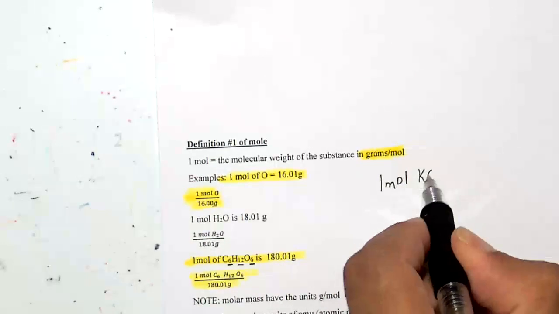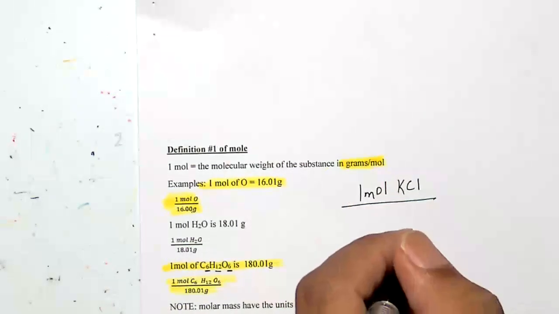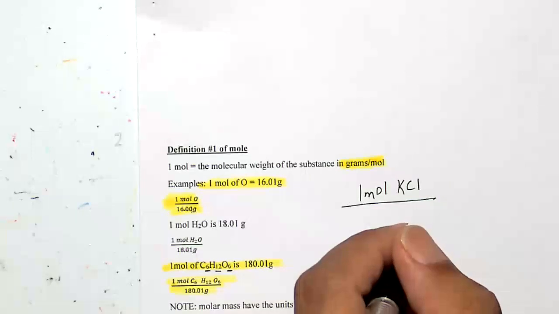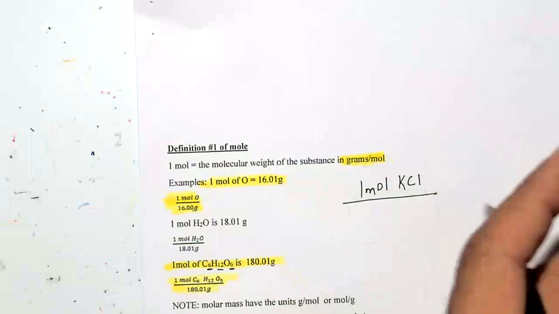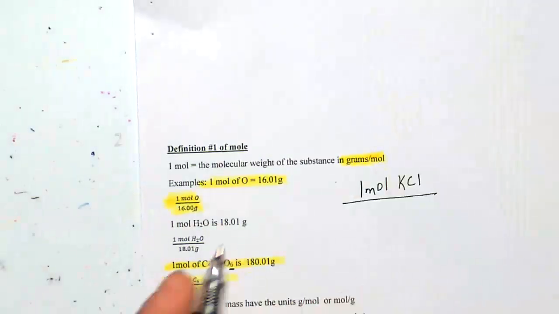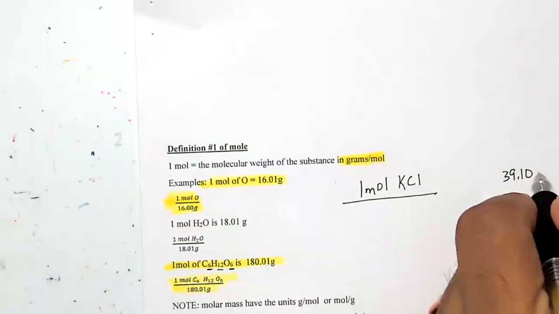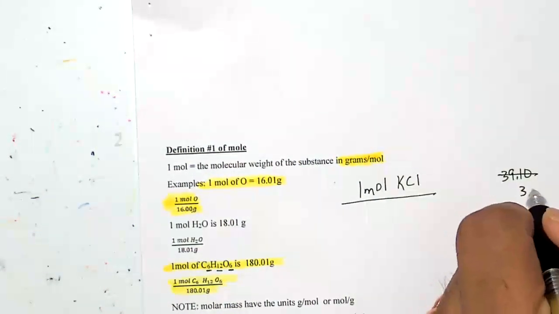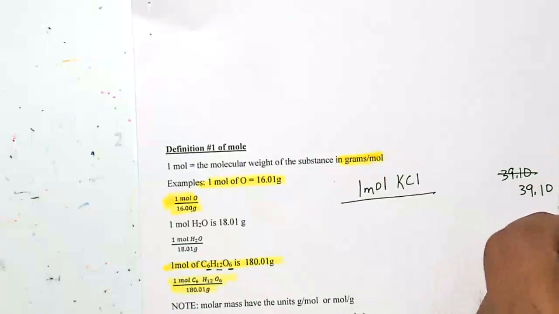Shall I give you one more? 1 mole of KCl. How many grams are in 1 mole of KCl? Get your periodic tables out. What is potassium, K? 39.909. I'll just go 39.10. That's fine.